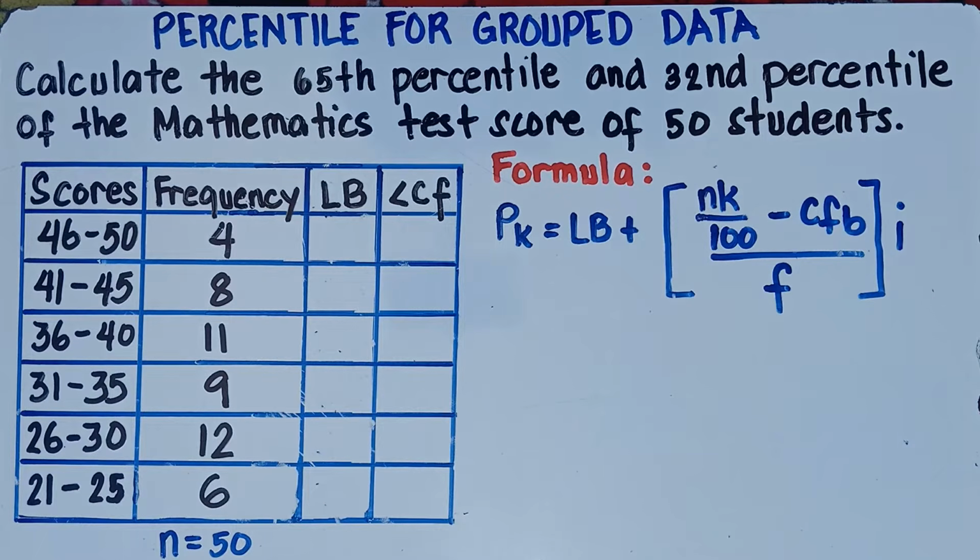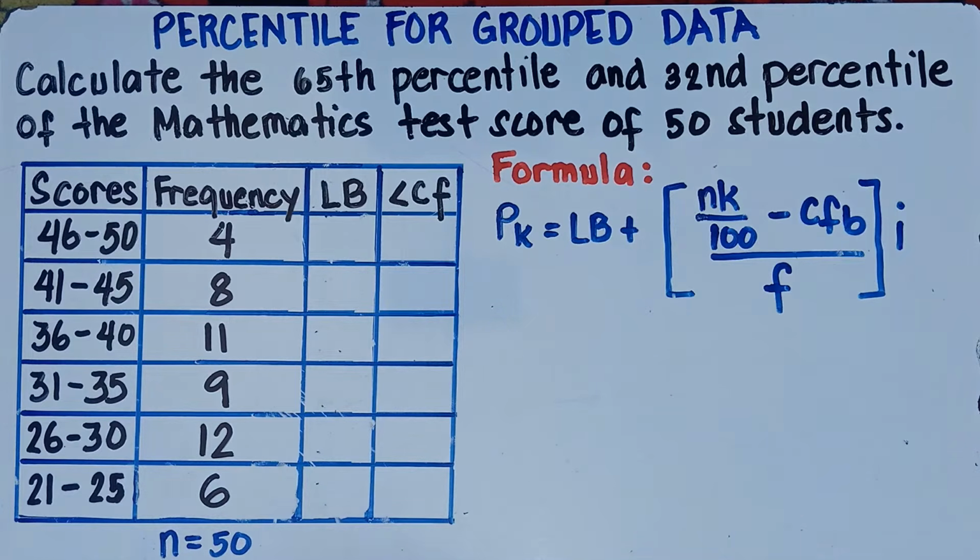Our topic for today's class is all about percentile for grouped data. So without further ado, let's do this topic. Calculate the 65th percentile and the 32nd percentile of mathematics test scores of 50 students. So these are the scores and this will be the frequency.